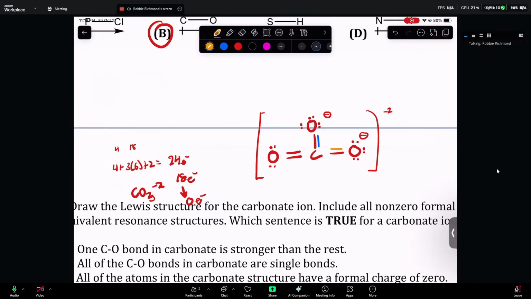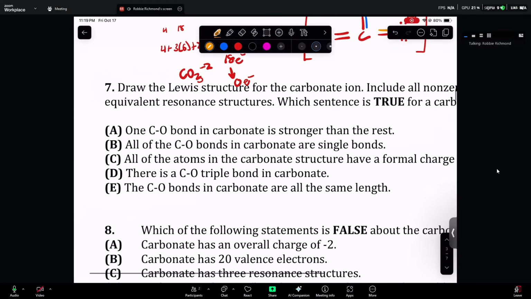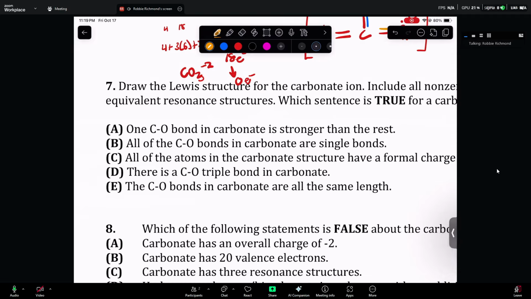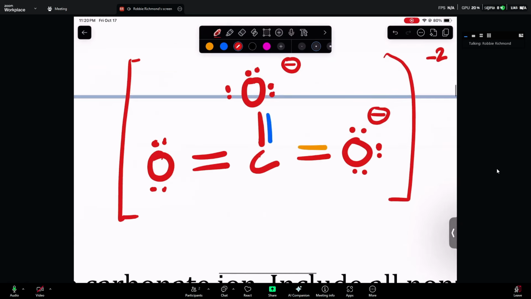So how does that relate to our correct answer? Answer choice E is the correct answer, but I'll go through everything. The CO bonds in the carbonate are all the same length. That is true because since these are all acting as an intermediate between a single and a double bond equally, all their lengths should be equal. Alrighty.